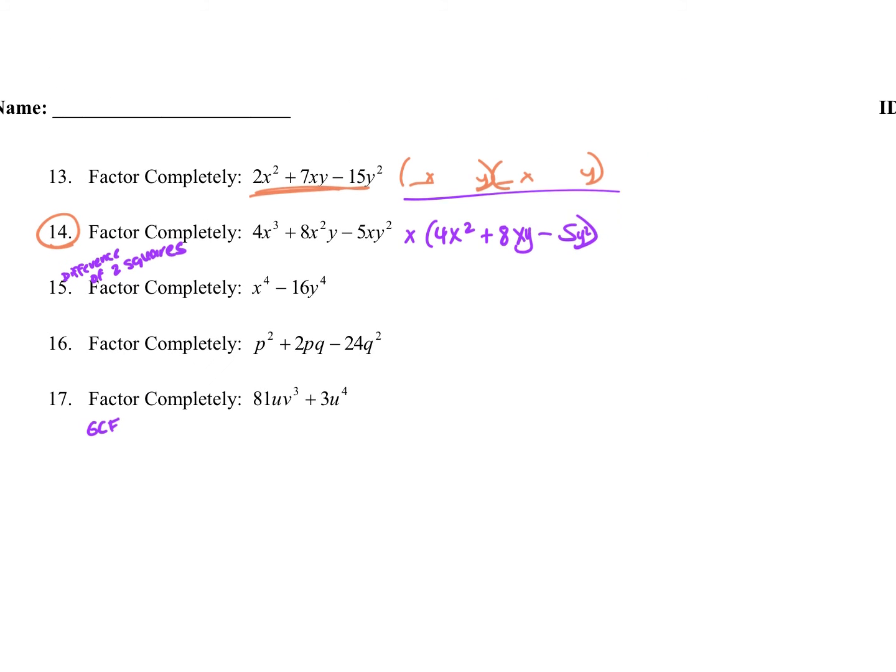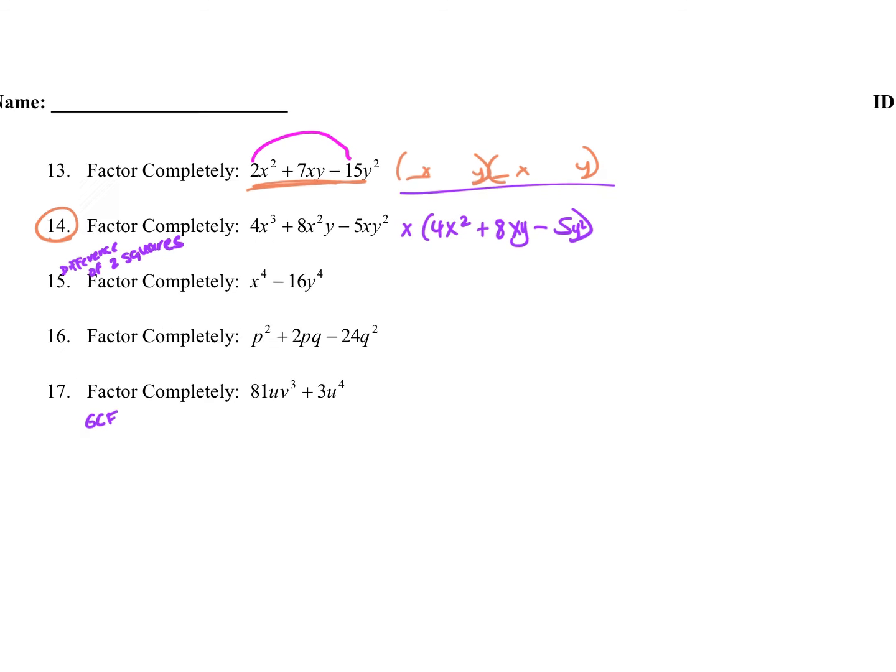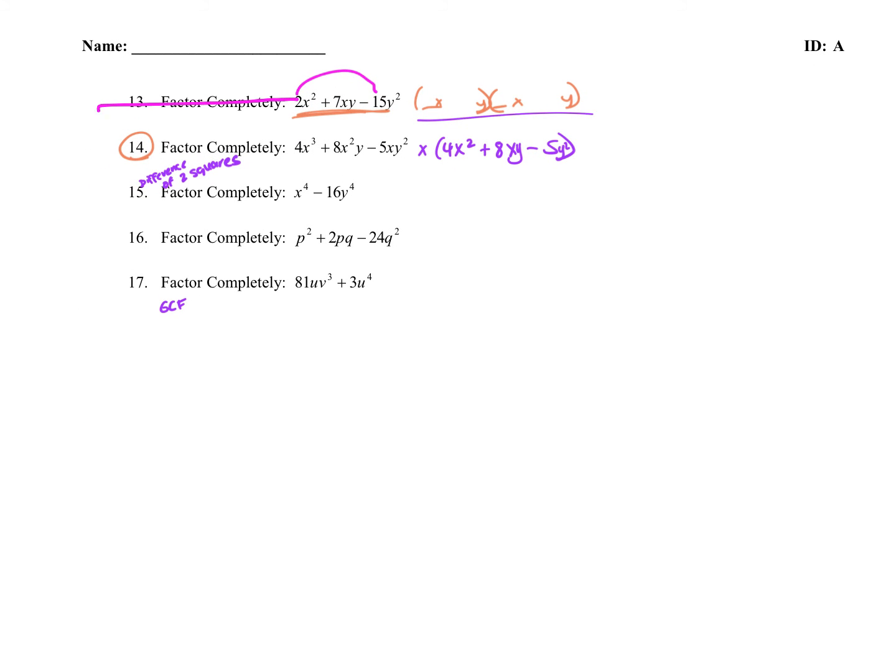So number 13, you can do the first times last here, or you could do your trial and error. If you do first times last, right, so that it's going to be 2 times negative 15, I'd get negative 30. Factors of negative 30 that sum to positive 7, sorry, are negative 3 and positive 10. And then when I replace the middle term with these, they're both going to get the xy.